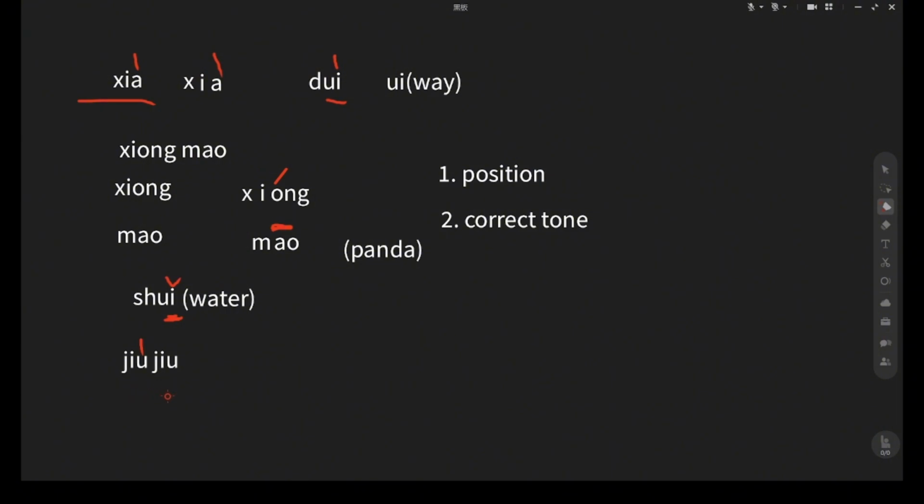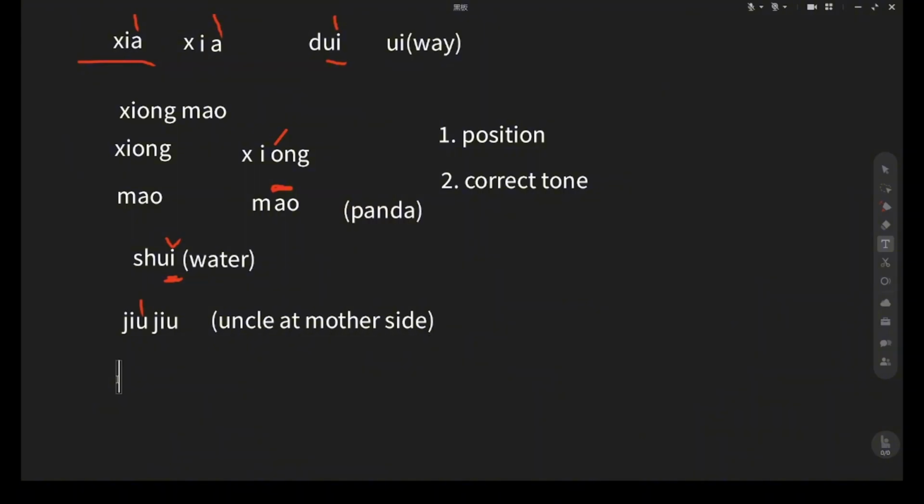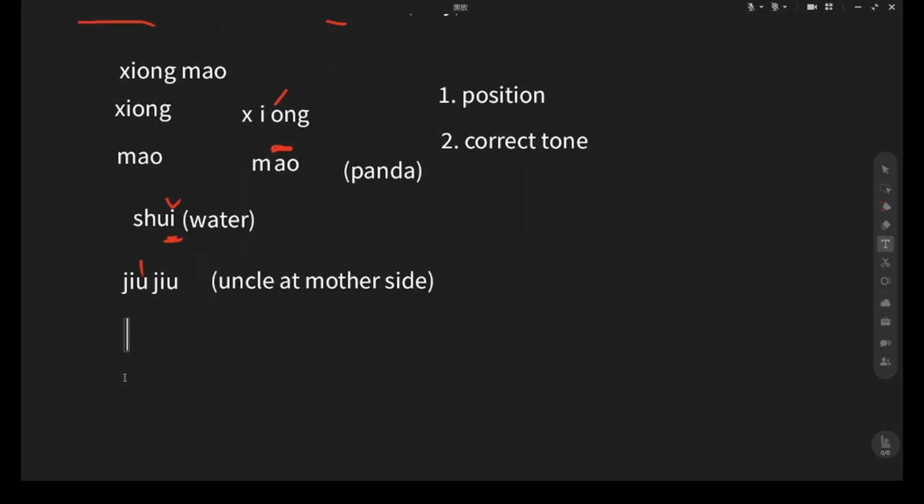舅舅, okay? Which means uncle on the mother's side. We call an uncle on the mother's side 舅舅. So try to remember this word. 舅舅 is a very important person in the family in China. So this is 舅舅. So, more examples.